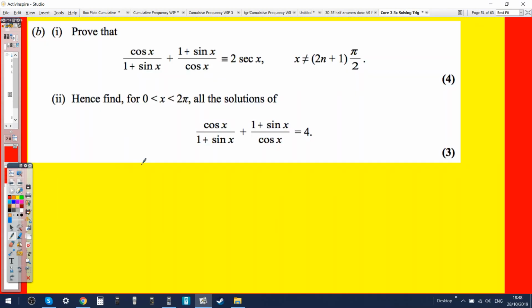Let's just see. Here's a proving thing. Let's try this. Cos x over 1 plus sine x, plus 1 plus sine x over cos x, the same as 2 sec x. And sec x is 1 over cos x. So that's essentially what we're trying to get, right?